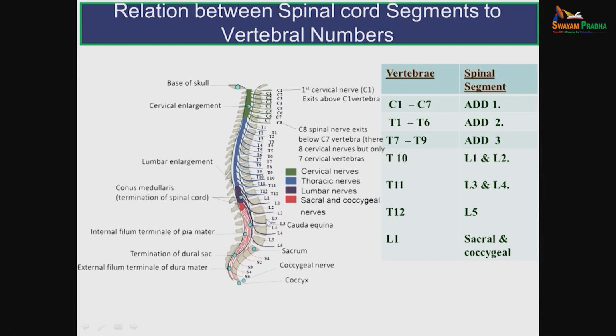This is because the spinal cord has shifted rostrally and ends at the level of L1. So, the L1 vertebra will not correspond to the L1 segment. Actually, it is the sacral and coccygeal segments. So, underlying a vertebra, the spinal segment will be caudal due to the rostral shift of the cord. This is the relation between the spinal cord segment and the vertebral numbers.